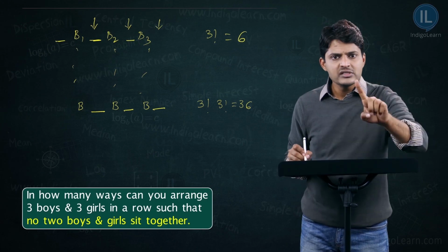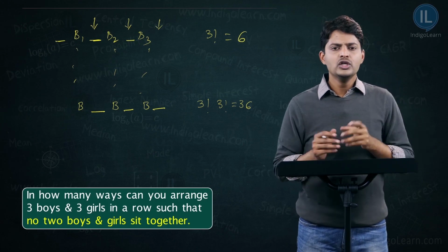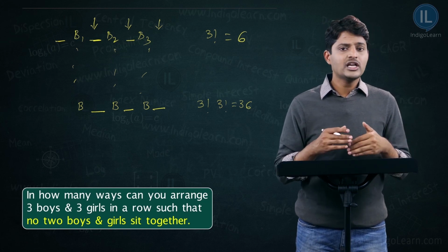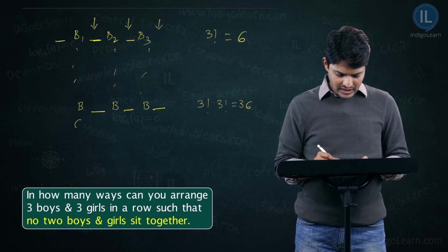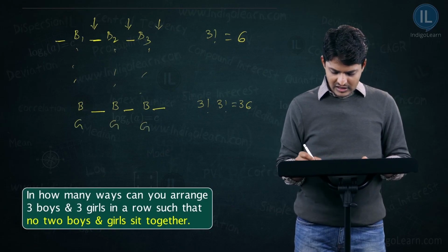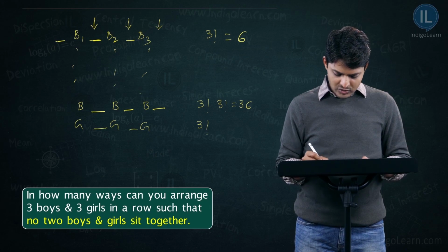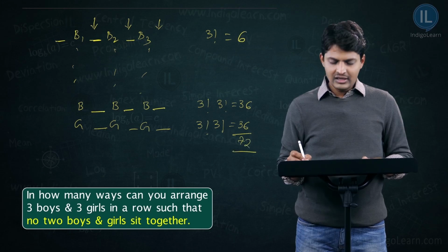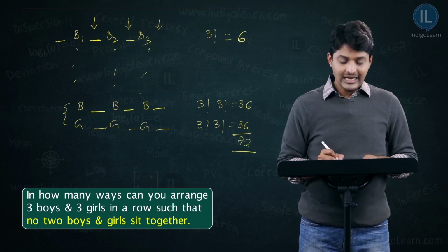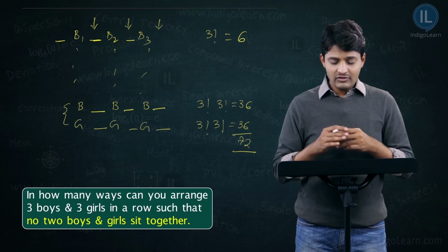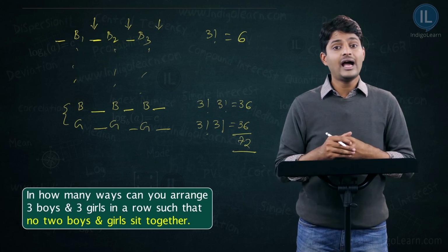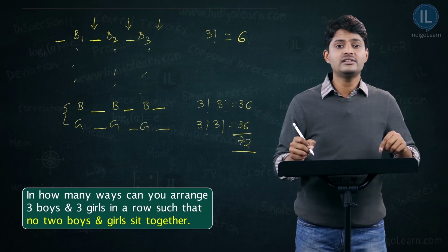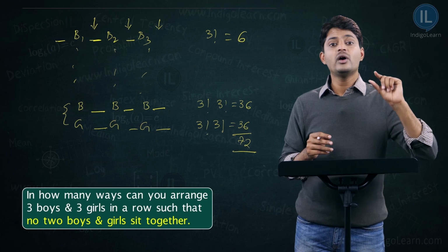But since I did not specify that you must start with a boy, you can say, sir, since boys and girls should not sit together, the arrangement can also start with a girl. You are equally correct. You can first arrange girls, which is 3 factorial, then arrange boys in another 3 factorial, which is again 36. So your total answer becomes 72, because these are two independent cases. When I multiply 3 factorial into 3 factorial, I am using the multiplication rule. When I add 36 with 36, I am using the addition rule, because these are independent cases.